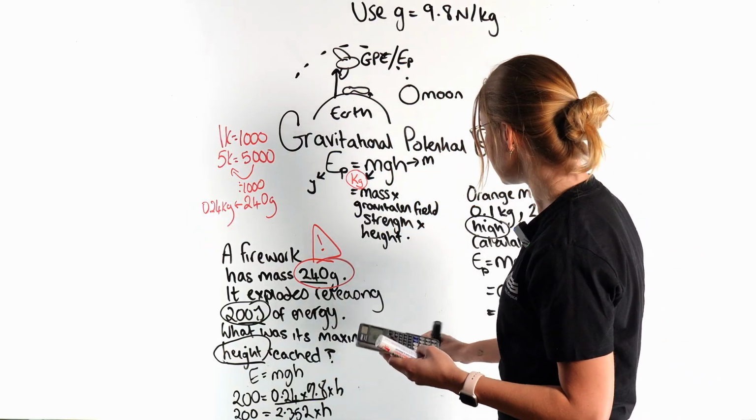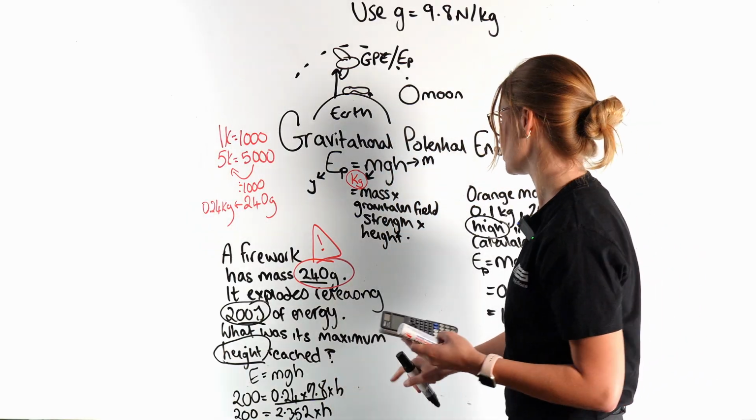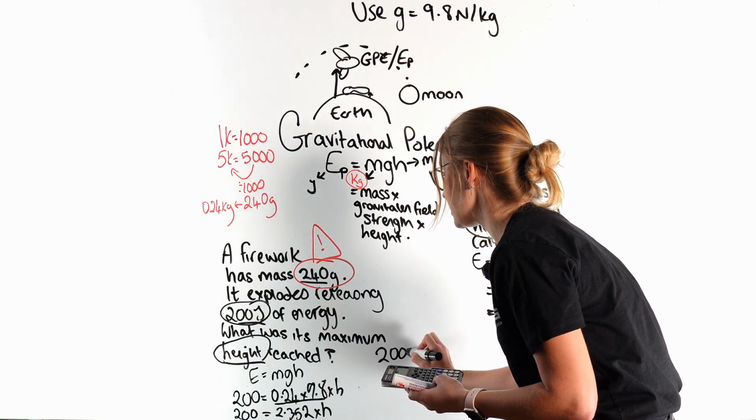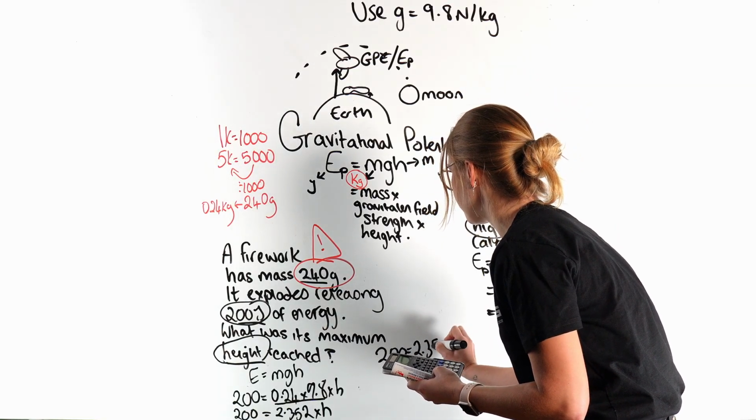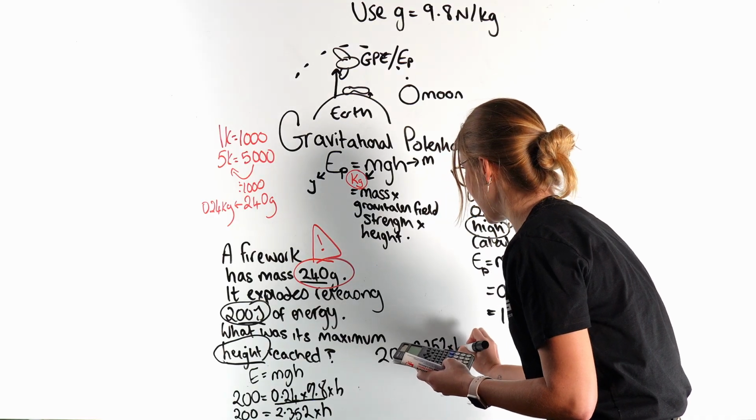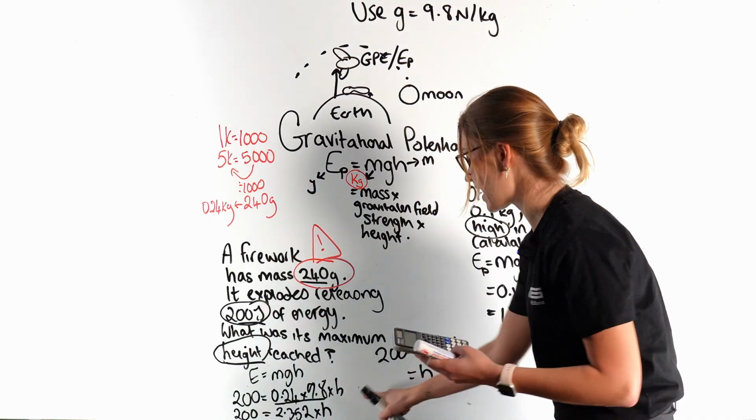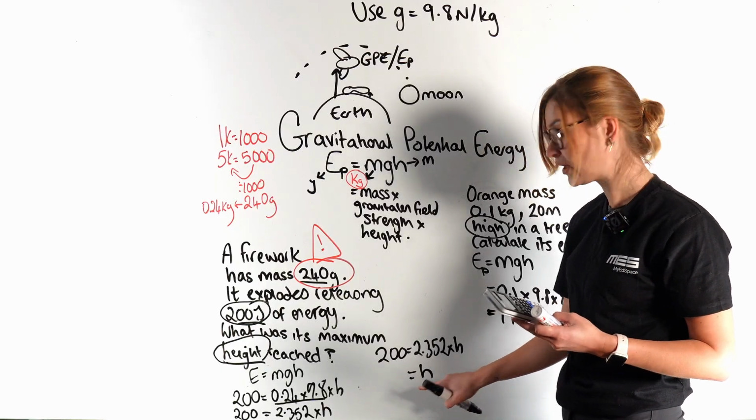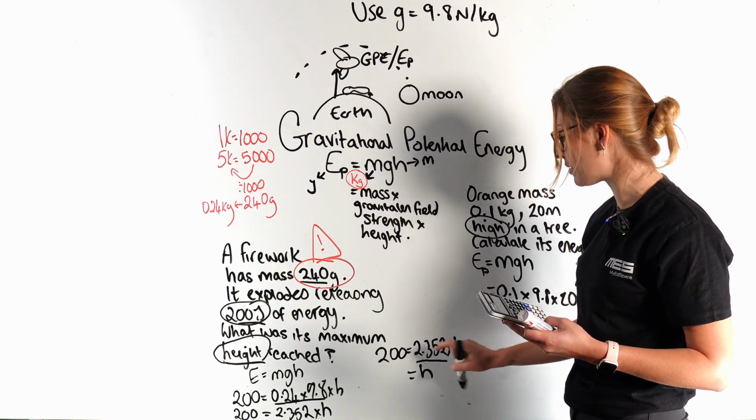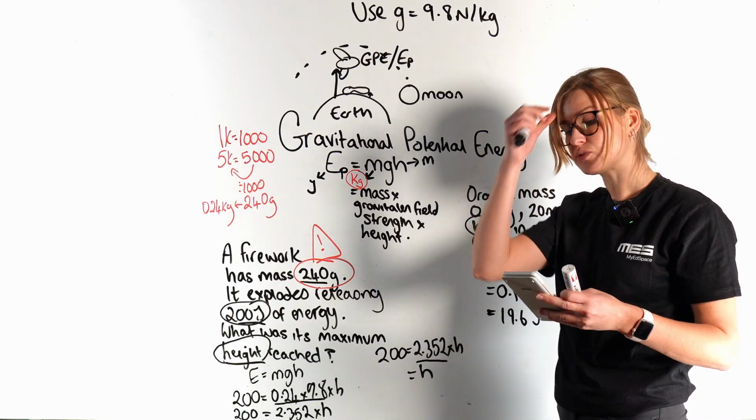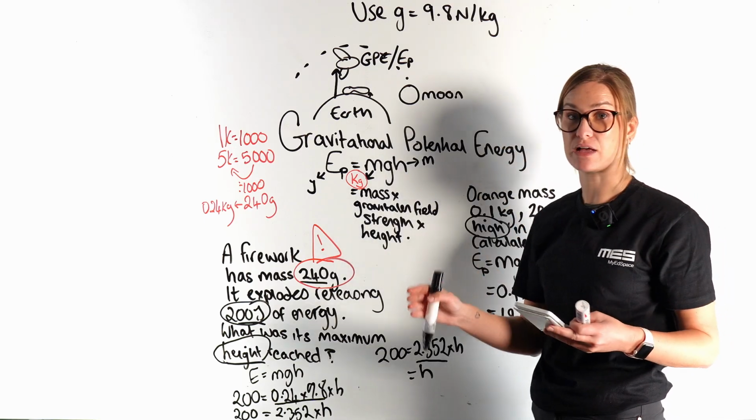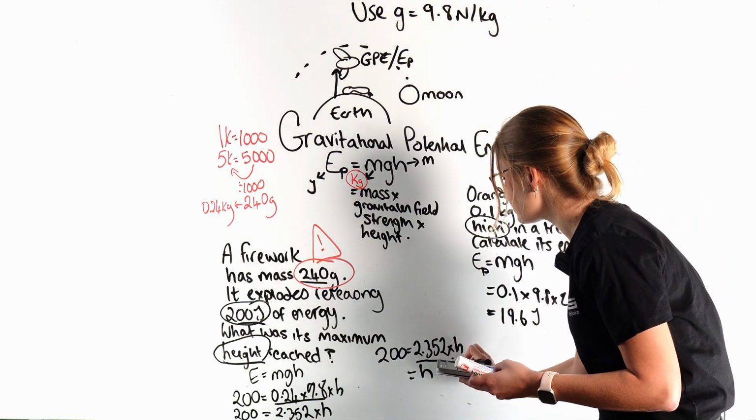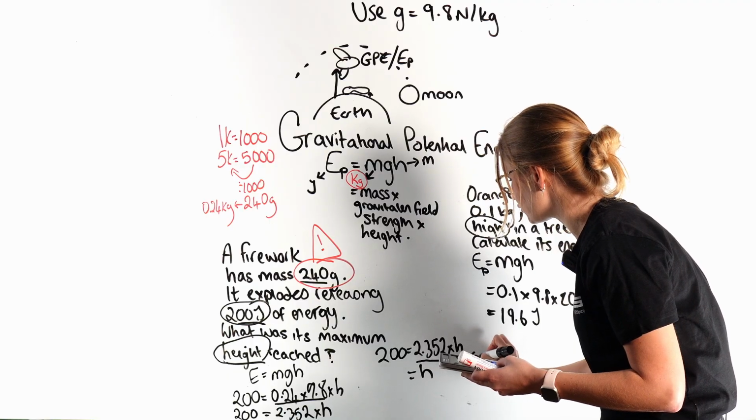So I'm just going to write this here now, so we've got a bit more room. What it says is we have 200 equals 2.352 times by the height, right? But I want to get the height by itself. So I think, how can I get the height by itself? I want to get rid of this multiplied by 2.352. When I get rid of that, we have to do the opposite of it. The opposite of multiplying is dividing. So we're going to divide by 2.352 to get rid of it.